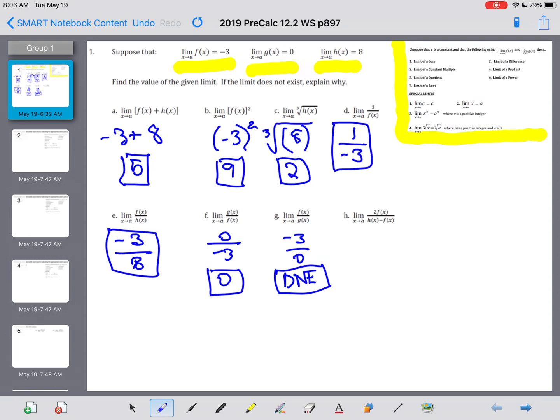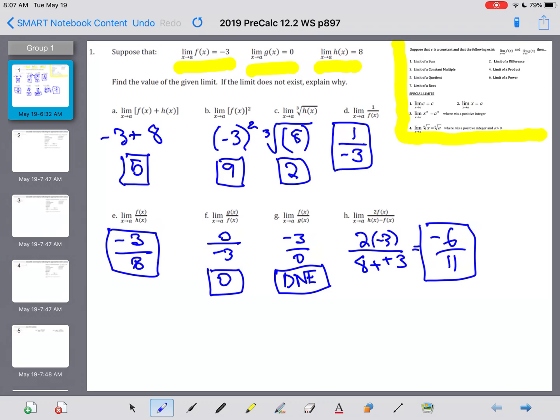And then this last one here, we have a limit of a constant multiple. So I'm going to take 2 times the f of x limit value and then apply the quotient with the difference limit law. So I'm going to get 8 minus -3, double sign change there. So I get -6 on top and 11 in the bottom, and we are all good there. So again, just practicing a combination of using the limit laws with using the special limits.